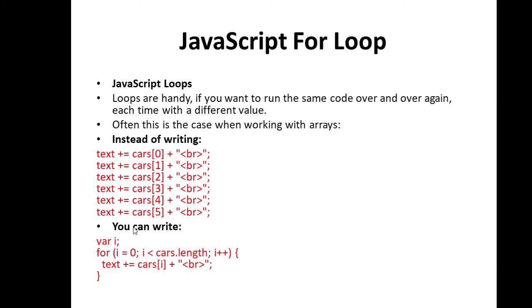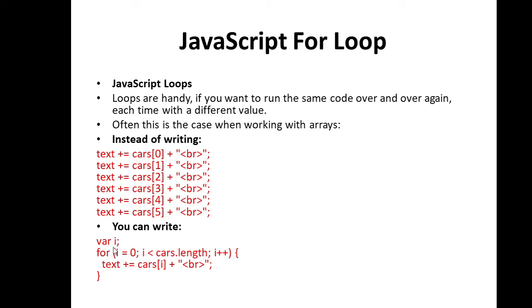The JavaScript for loop. JavaScript loops. Loops are handy if you want to run the same code over and over again, each time with a different value. Often, this is the case when working with arrays. We didn't discuss arrays yet, but let's just take a look at the code. Here we have text plus equals cars[0] plus br, text plus equals cars[1], and so on. If we look at the code, they are quite similar except for the array index. So instead of writing this one by one, we can have a loop.